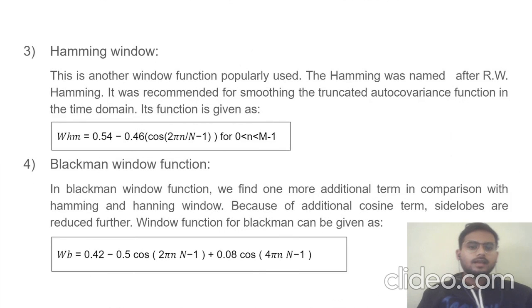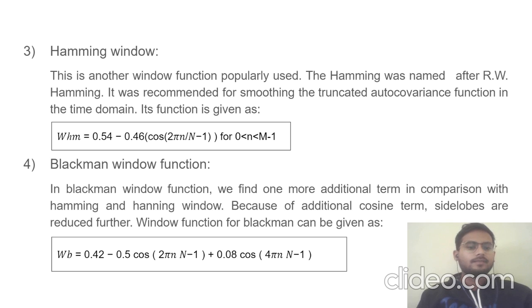Hamming window. This is another popularly used window function. The Hamming window was named after R. W. Hamming. It was recommended for smoothing the truncated autocovariance function in the time domain. Its function is given as w Hm of n equals 0.54 minus 0.46 times cos of 2 pi n over M minus 1, for n between 0 and M minus 1.